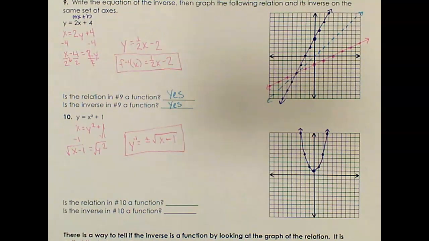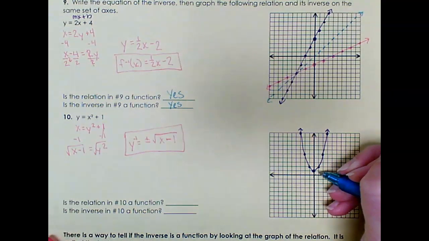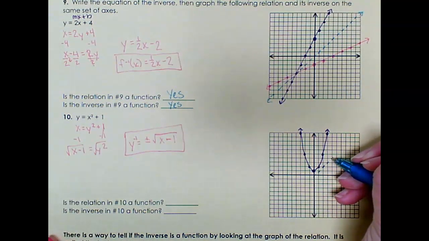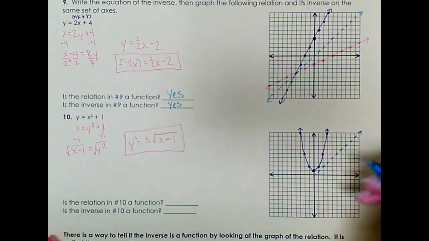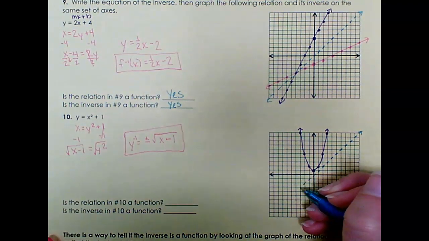Now, you have a couple of options whenever you graph this. You can either make yourself a table, or knowing that the inverse is a reflection over the line y equals x, you can just reflect the points over this line y equals x. So I'm going to show you how to do that.